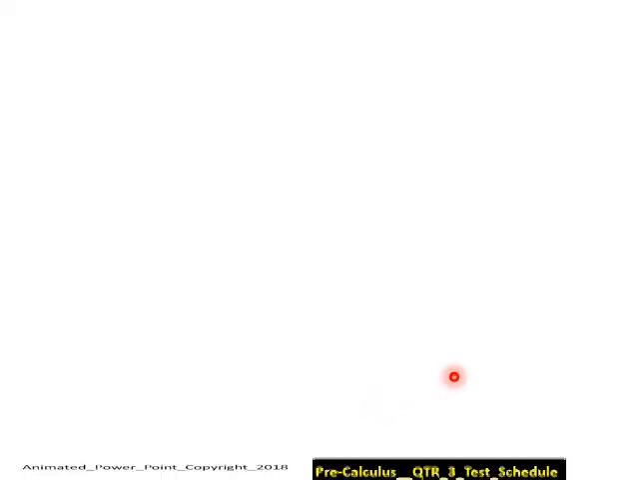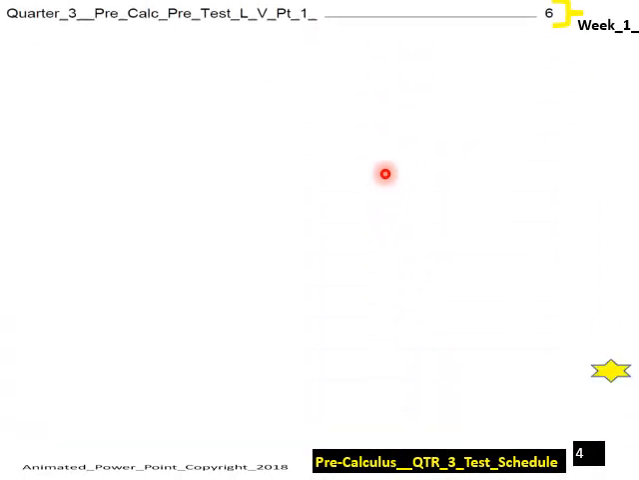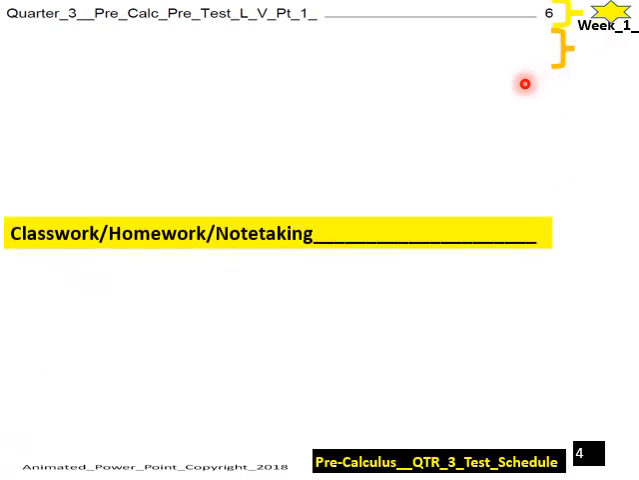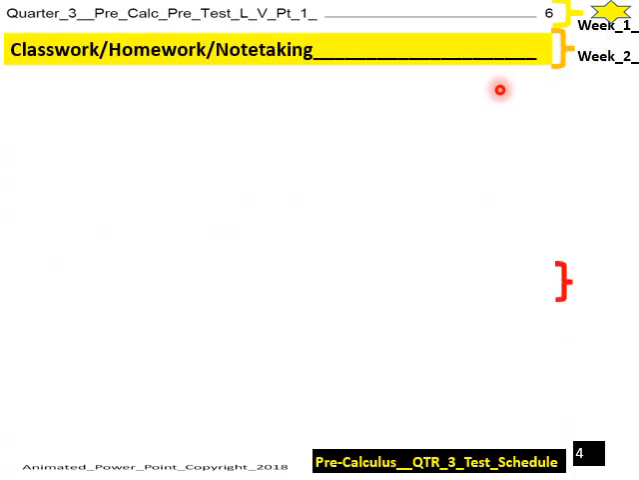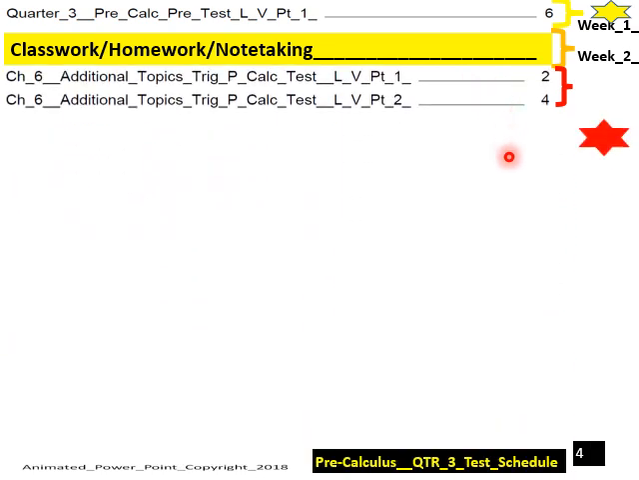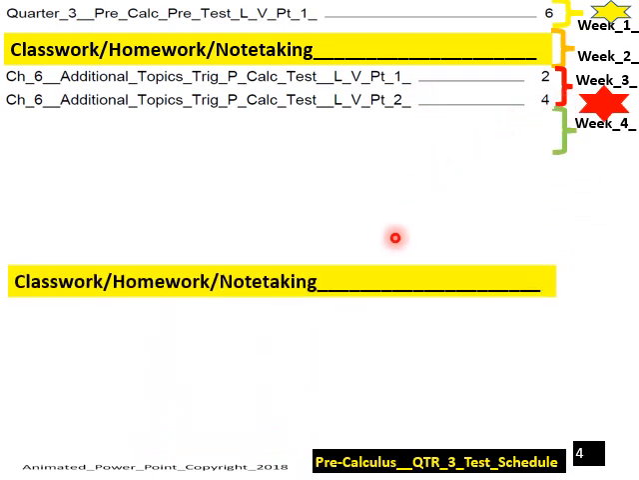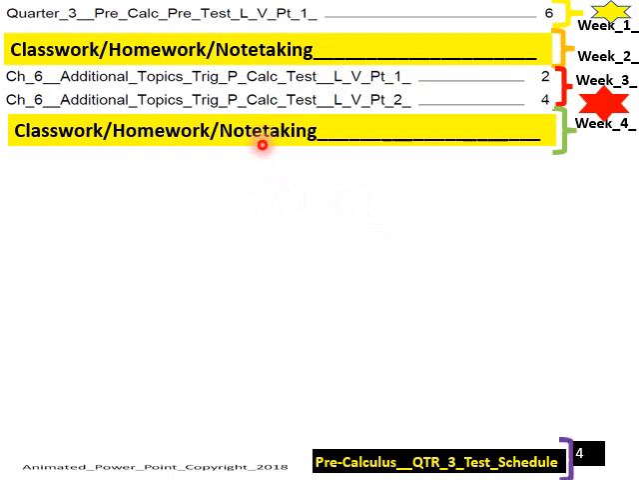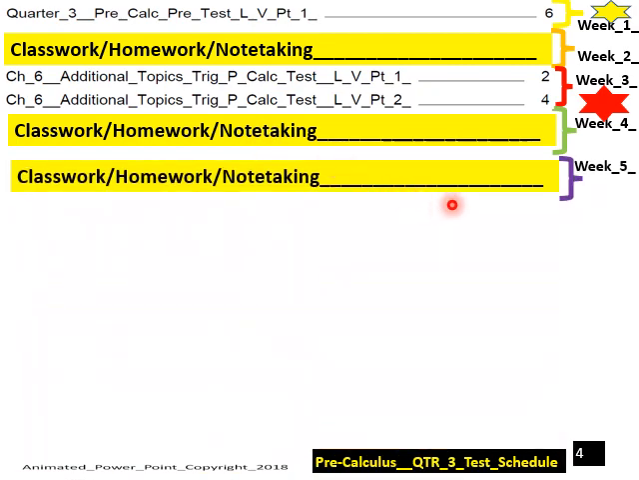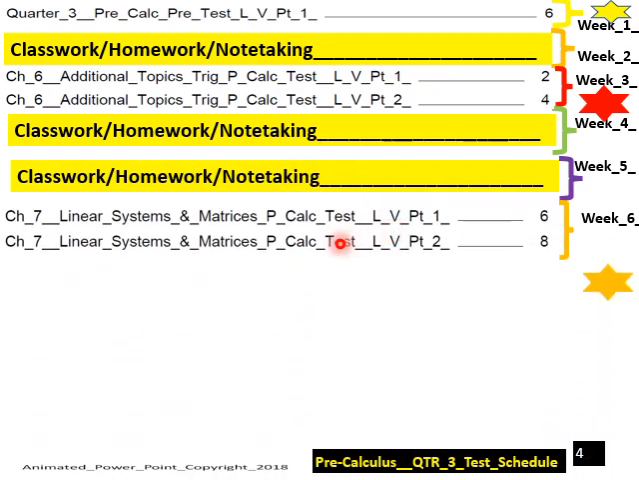Our testing schedule for quarter 3 is our pre-test for week 1, given in week 1. And then week 2 is all classwork and homework and note-taking. Week 3, you got a chapter 6 test for additional topics in trigonometry. You have part 1, part 2 in week 3. And then week 4, more classwork, homework, and note-taking. Week 5, classwork, homework, note-taking.